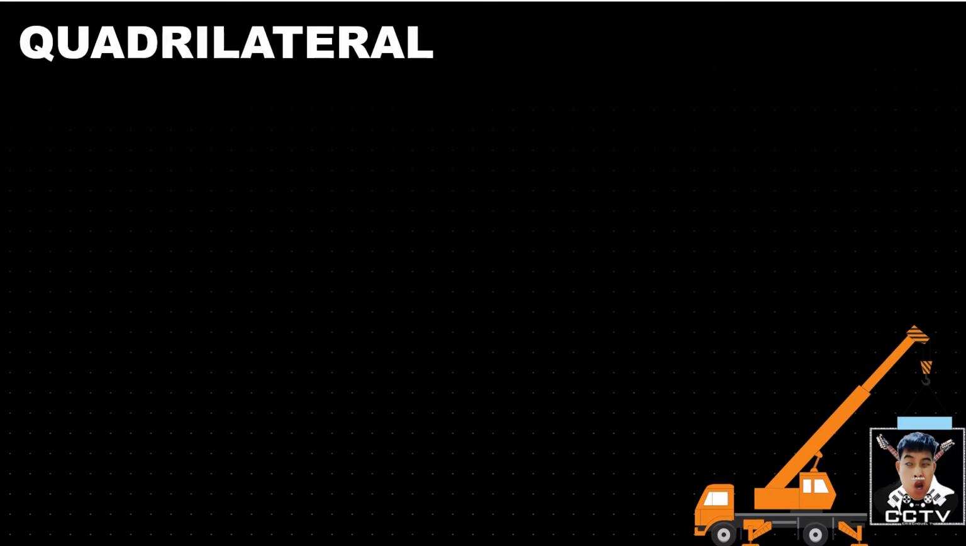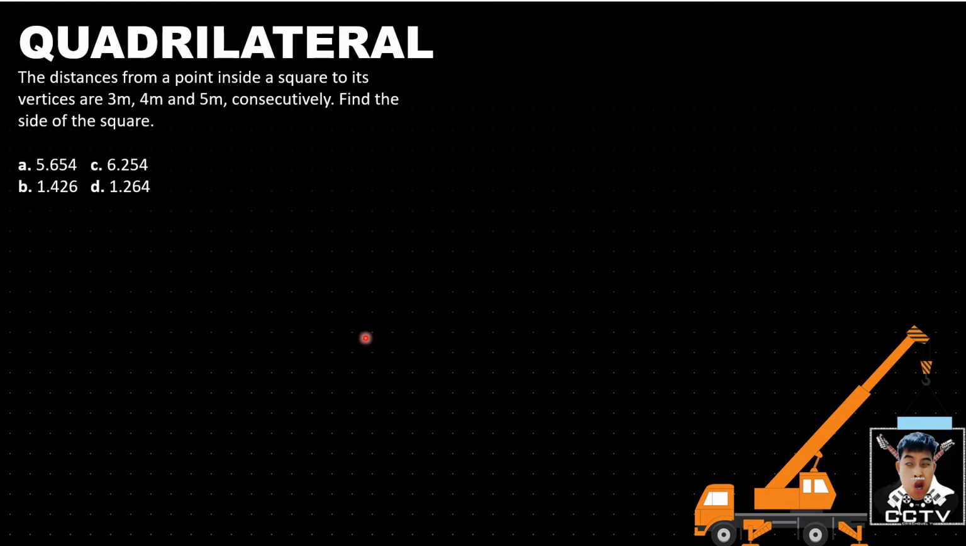Quadrilateral naman tayo. Meron dito, sabi dito, the distances from a point inside the square to its vertices are 3 meters, 4 meters, and 5 meters consecutively. Find the side of the square. Ito, may square tayo. May point daw sa loob ng square. Ito yung point. And ang distance nila sa mga kanilang vertices is this one is 3 meters, and this one is 4 meters, and this one is 5 meters.